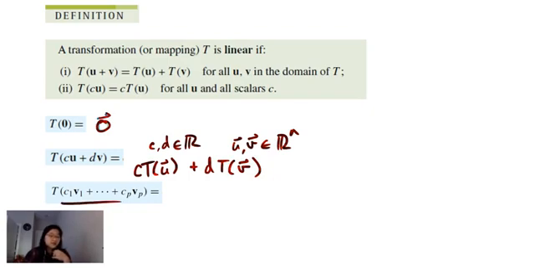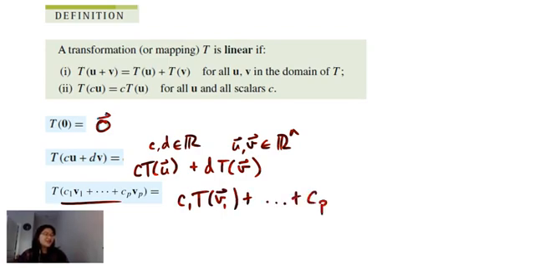And the same thing goes here, where we're taking a linear combination. So we have c1 times T(v1) plus dot dot dot plus cp times T(vp). That's a vector. So that's for a linear transformation.